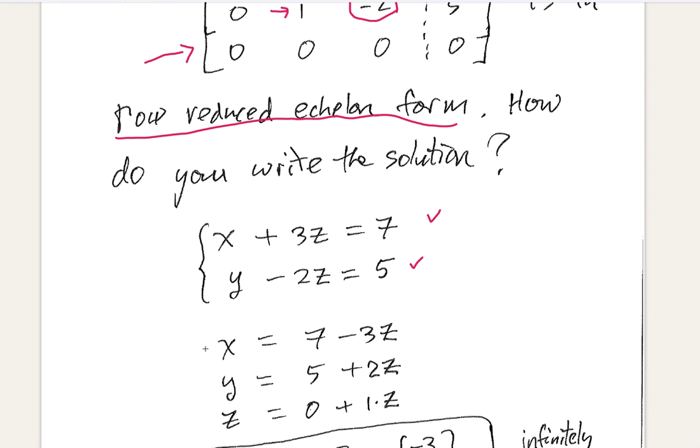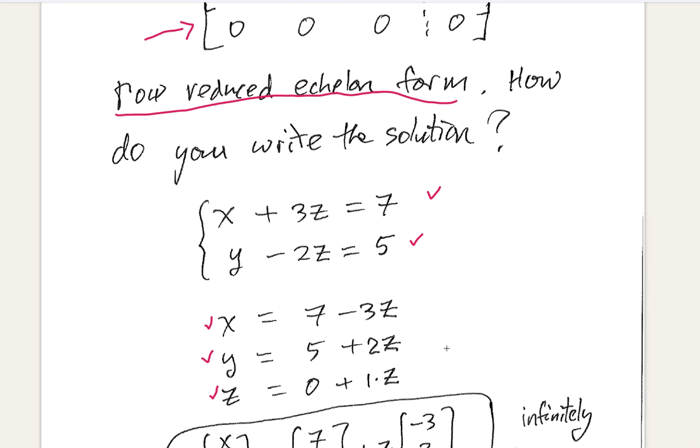So we've actually got what? X is 7 minus 3z. Y is equal to 5 plus 2z. Now z is actually going to be z. In other words, we have one free variable here. This actually has infinitely many solutions. Every time you can choose any z under the sun freely and then generate a corresponding x and y that will give you a solution.